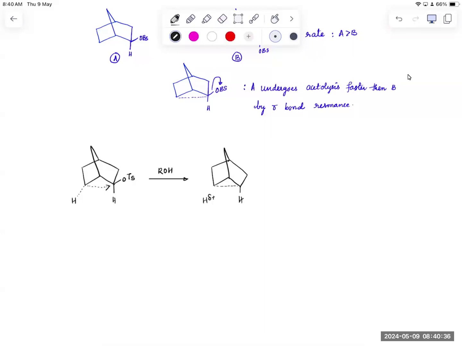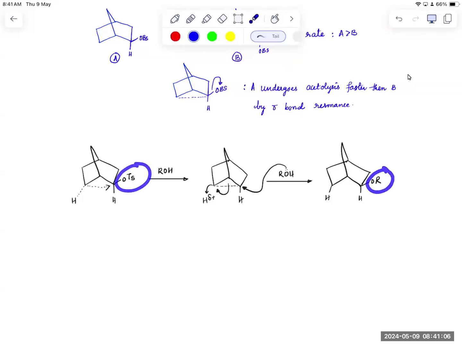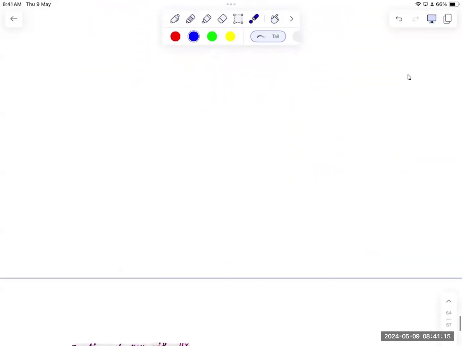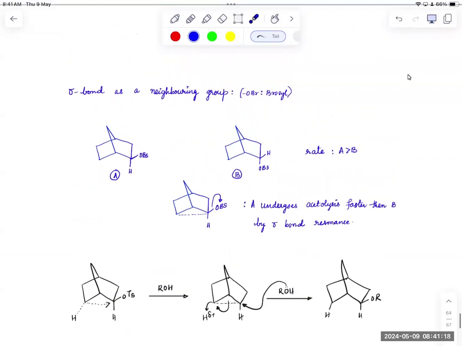Then a nucleophile, in this case ROH, will attack on this carbon, breaking this bond back, and this will take away this H plus. So what do we get here? It will be like this. The hydrogen bond is back here, this hydrogen is the same, and OR will attack from the same end. So you can see the retention has happened. Where OTS was, the same end OR has come. This is how the NGP works in sigma support, sigma bond as a neighboring group. Clear, everybody? So this is about SN-NGP.